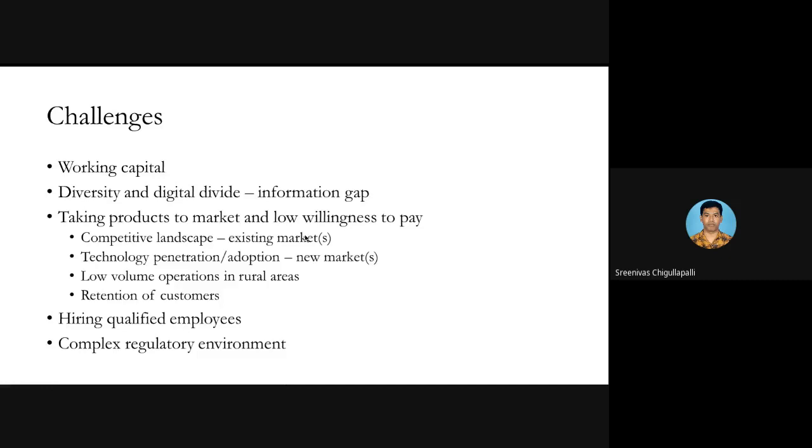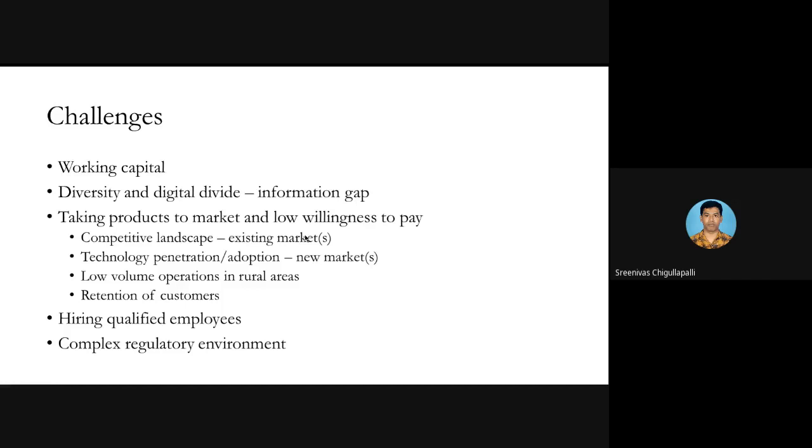There's a lot of digital divide, and also there is diversity. When you travel across 15 to 25 kilometers, needs change, so your technology also needs to be customized according to their needs. And if you look at the products and markets, there is a lot of interest, but the willingness to pay is very, very low if you consider rural customers.